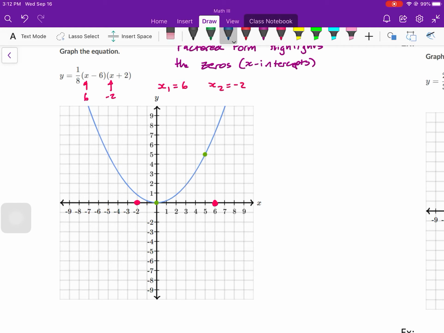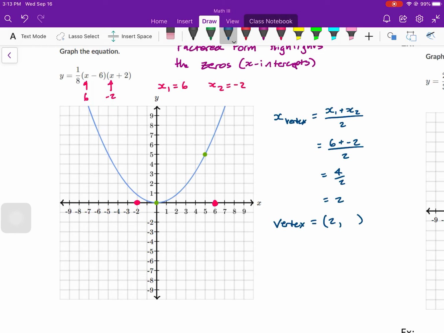So what I'm going to do in order to find this is, for the x value of the vertex, I'm going to take x1 and x2, add them up and divide by 2. I'm going to find the average. It's going to give me that middle value. So 6 plus -2 over 2 is 4 over 2, which is 2. So for our vertex, 2 is the x value.